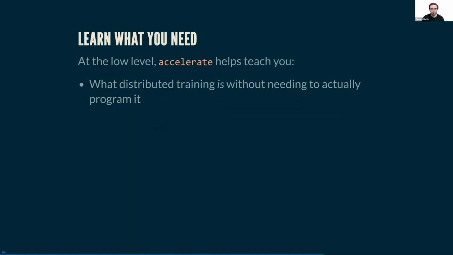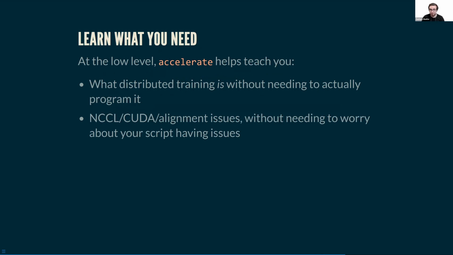So what did we learn? We learned what distributed training is without needing to actually program it ourselves, right? You didn't need to sit there and go dig through the DeepSpeed code and understand how DeepSpeed works. You have a minimal API that does a minimal amount of wrapping to basically use this framework. Accelerate makes sure that the errors you're getting are user errors, right? This will be things like NCCL timeout issues, CUDA errors that come with the loss function, and other alignment problems.